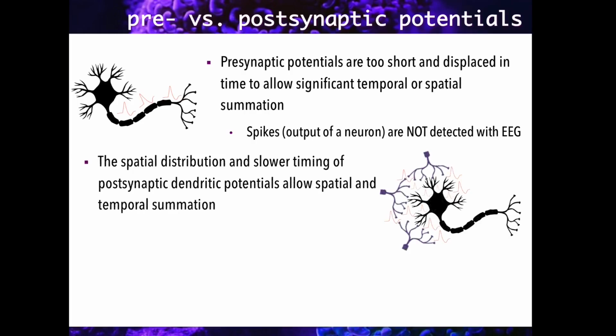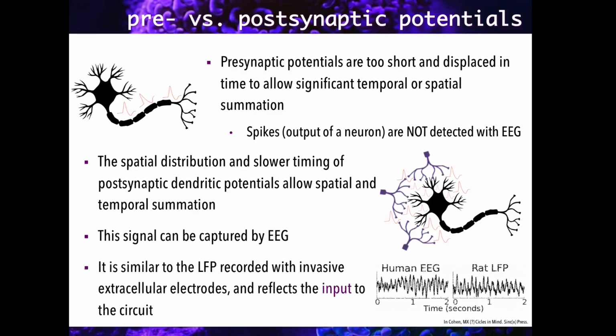Luckily, the story is different for postsynaptic potentials. Neurons integrate graded postsynaptic potentials over space and time because they last longer, and also the arrangement allows for both temporal and spatial summation. This allows the signal of the summed dendritic potentials to be large enough to reach the surface of the scalp and be reflected on EEG data.